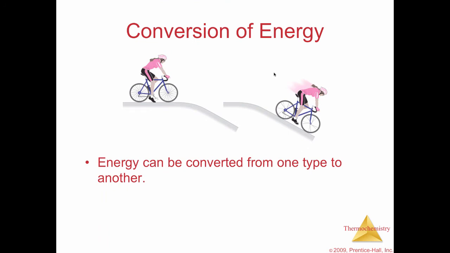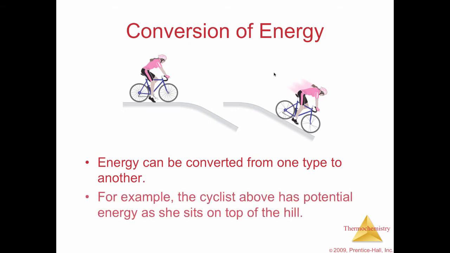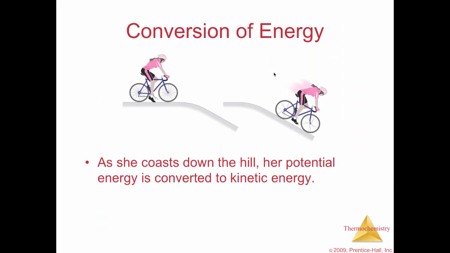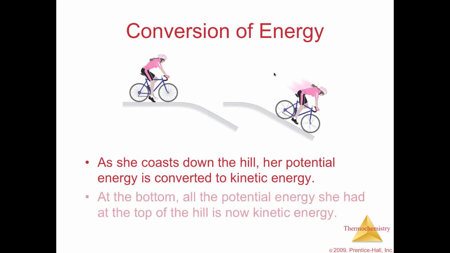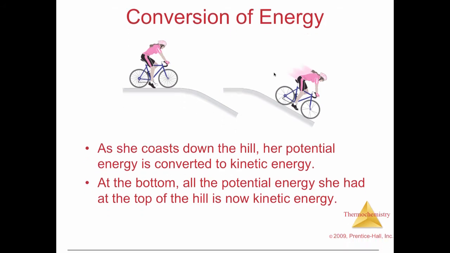We also have to understand the law of conservation of energy, which says that energy, like matter, cannot be created or destroyed, but it can be converted. Energy can be converted from one type to another. For example, the cyclist above has potential energy as she sits on top of the hill. As she coasts down the hill, her potential energy is converted to kinetic energy. And then at the bottom of the hill, all of the potential energy that she did have at the top of the hill is now kinetic energy.